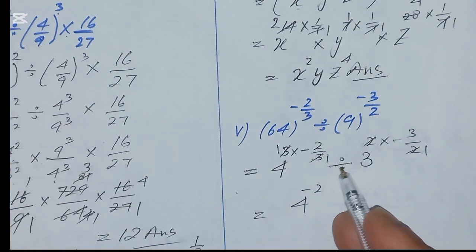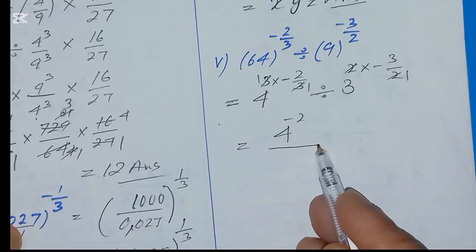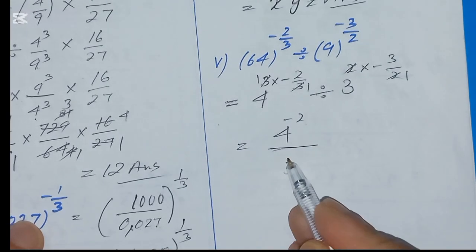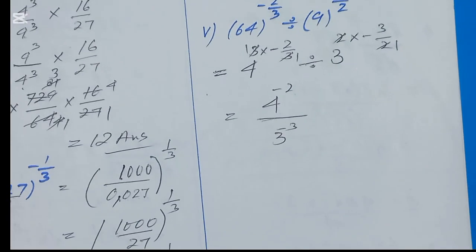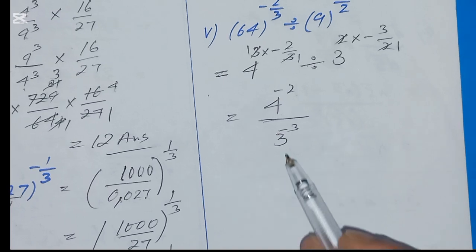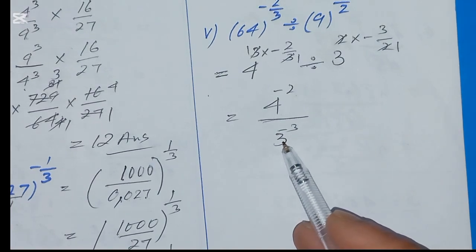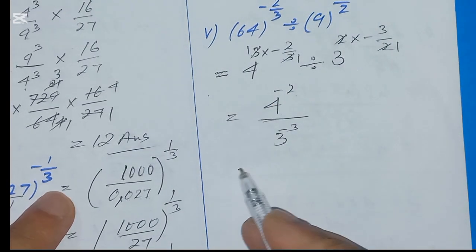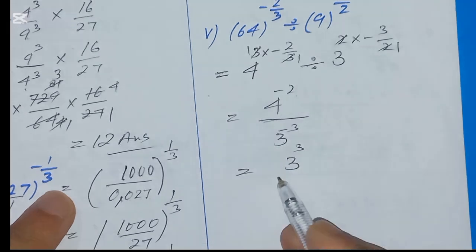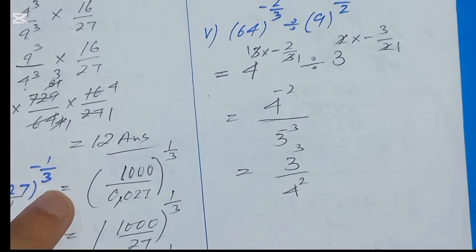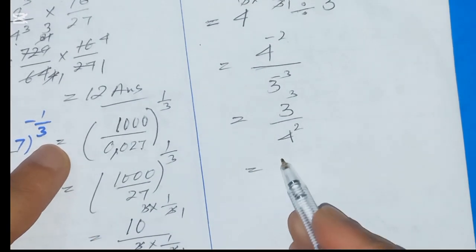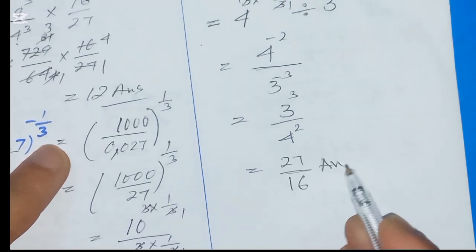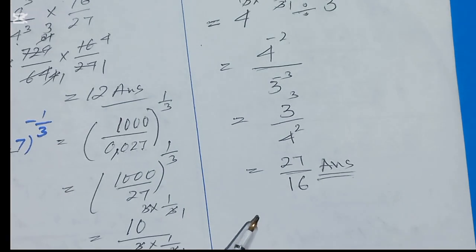This divided, we can also use the multiplication sign instead of divide. So 4 power minus 2 divided by 3 power minus 3. We want to write the answer in positive exponent. So therefore its power is negative, it will be shifted to the numerator, and its power is negative, so it will be shifted to the denominator. So it is 3 power plus 3 divided by 4 power plus 2. 3 power 3 means 27 and 4 power 2 is 16. So this is the simplest form of this given question.